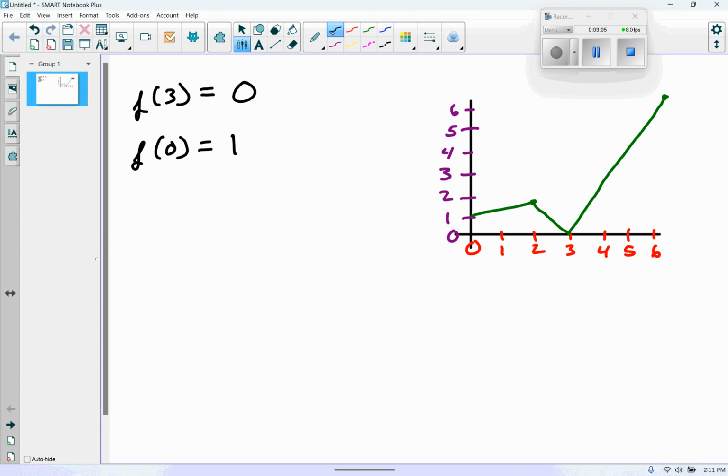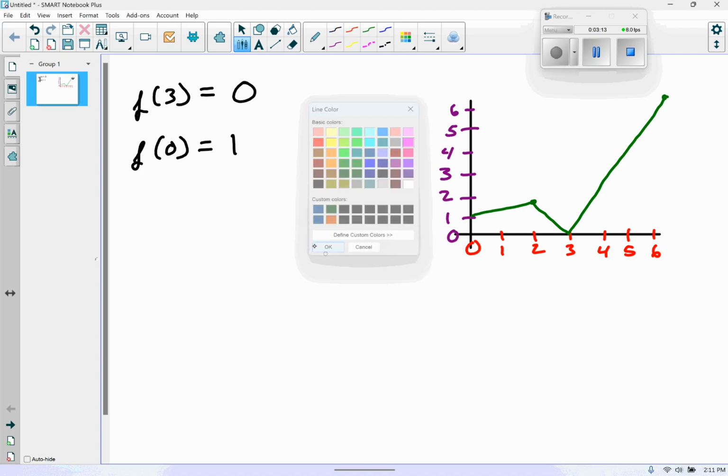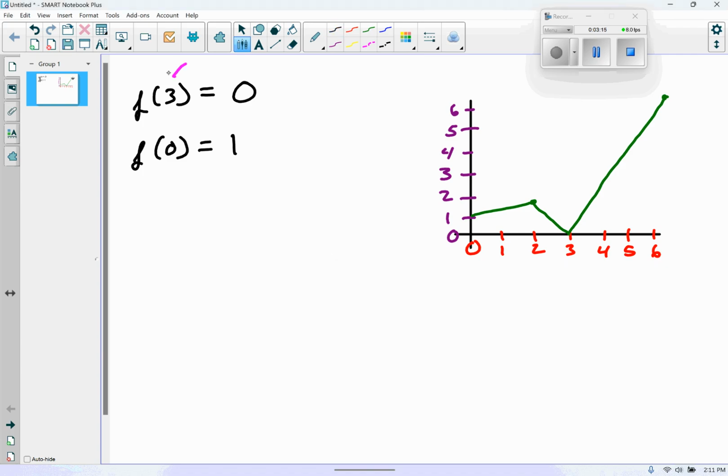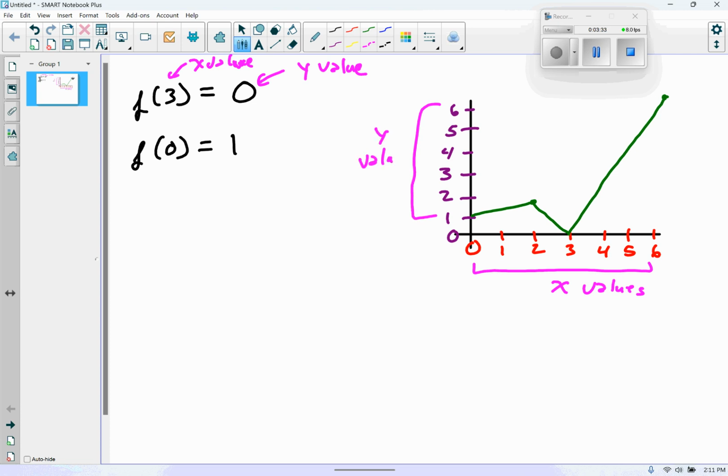How do we know if it's x or y? Okay, that's a great question. Let's actually put a note in there. We're going to take pink. Okay, this is an x value. And these are my x values. This is my y value. So these are my y values. Does that make sense?